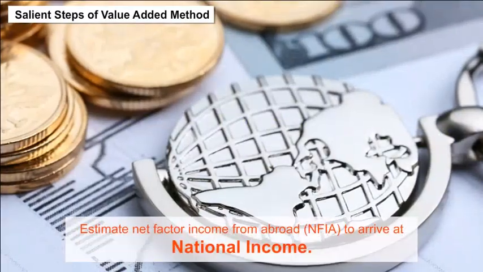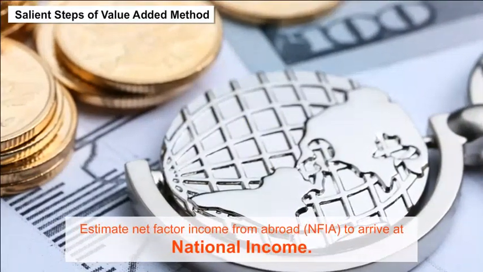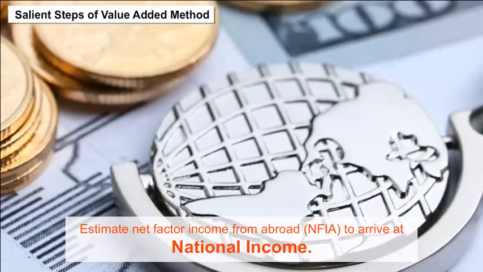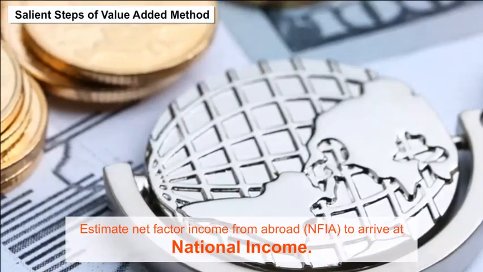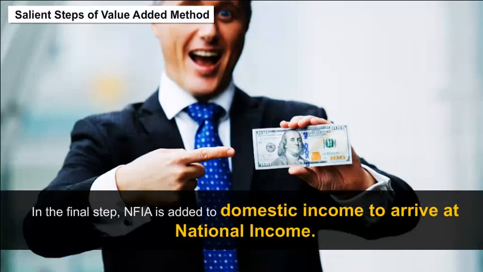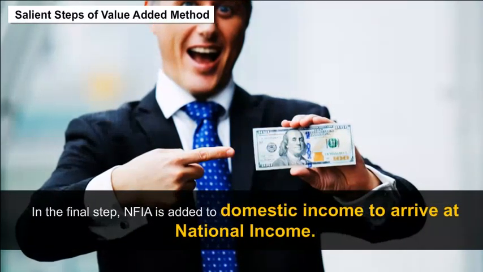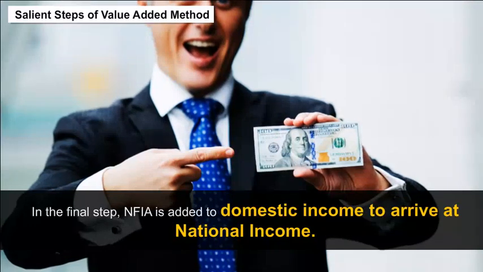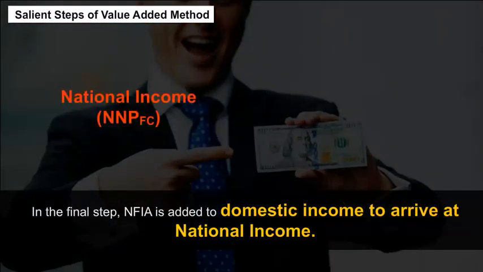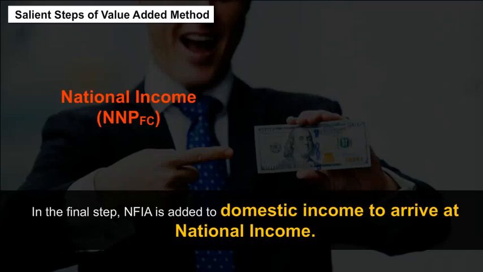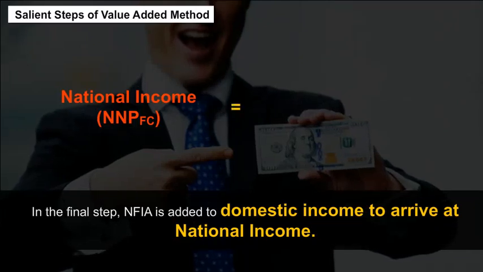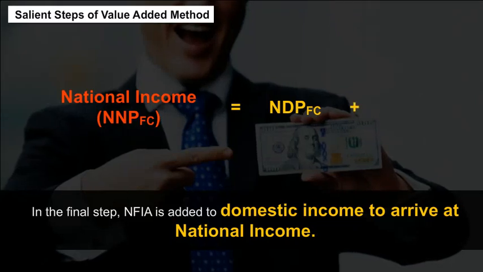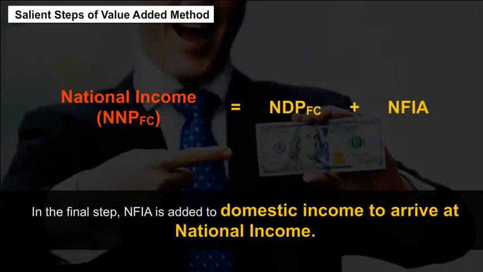Step 4. Estimate net factor income from abroad, NFIA, to arrive at national income. In the final step, NFIA is added to domestic income to arrive at national income. National income, NNP-FC, equals NDP-FC plus NFIA.